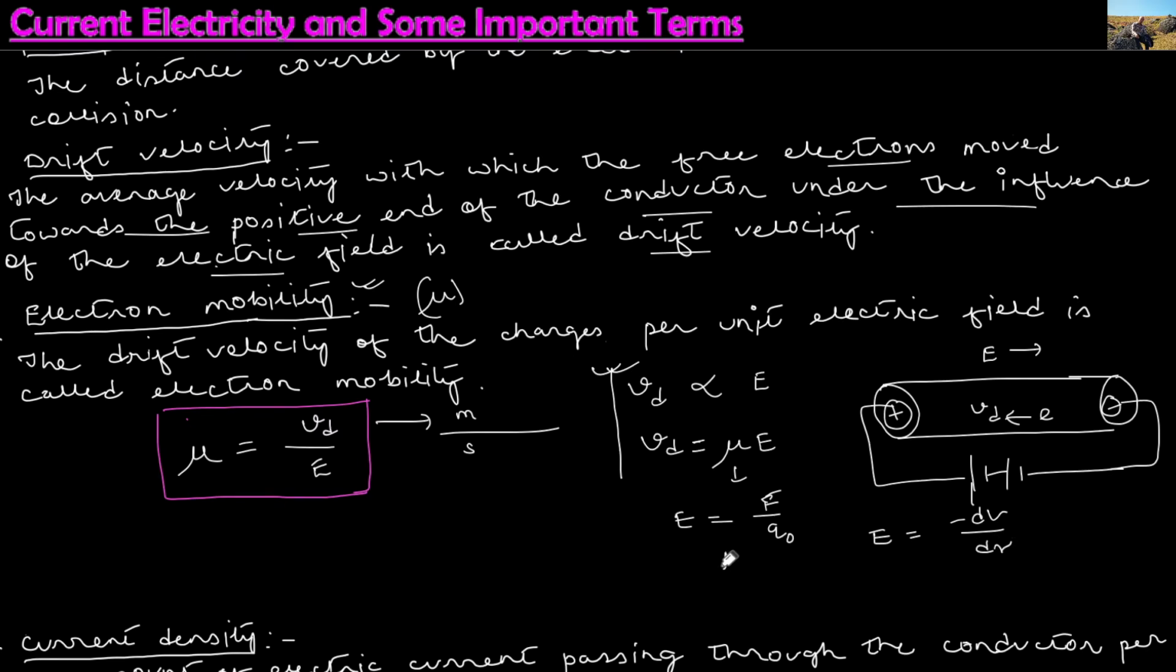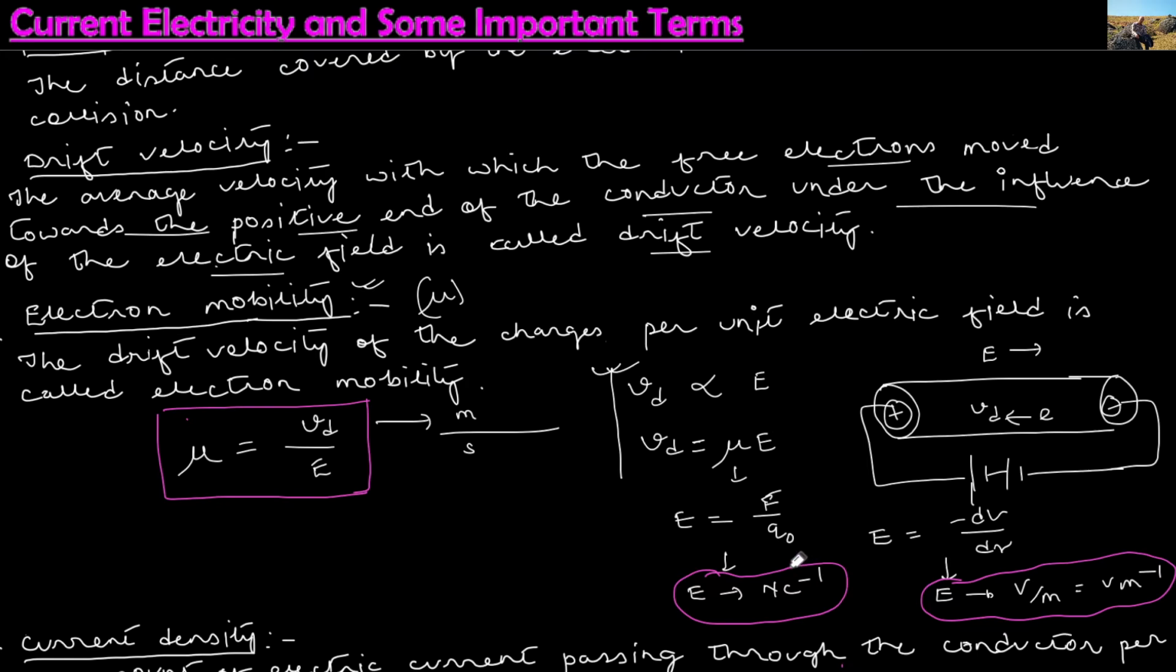So in this case, the electric field will have the units of what? Newton Coulomb inverse. And the electric field will also have the units of volts per meter, or volt meter inverse. Both these units of electric field, Newton per Coulomb and volt per meter, are one and the same.